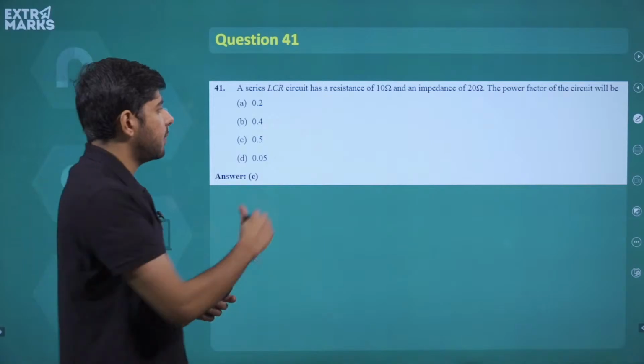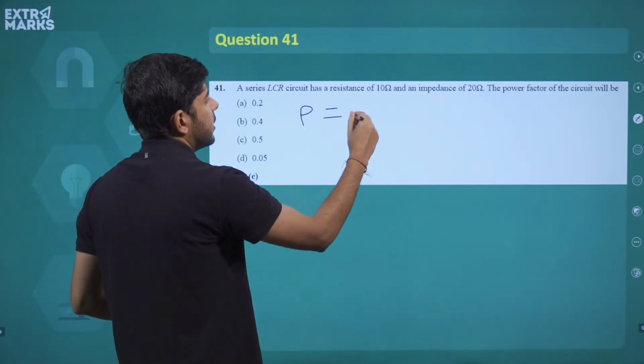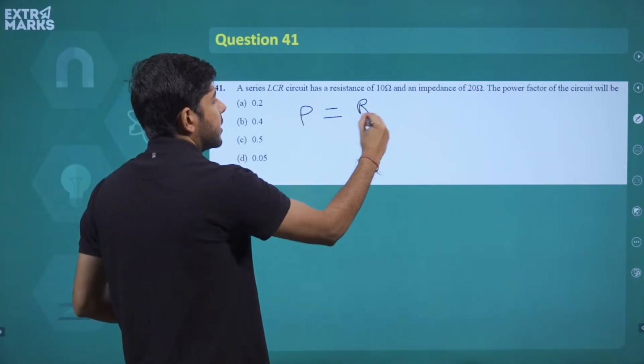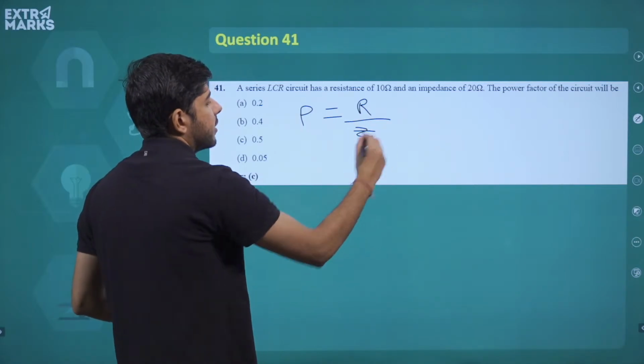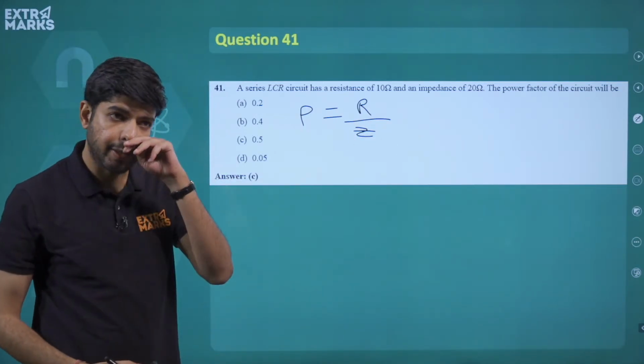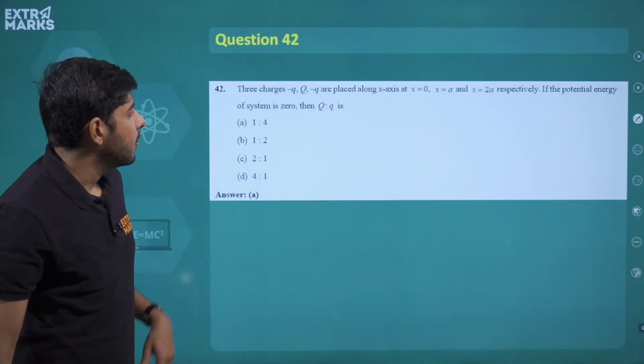Also power factor, most simple question I guess. This you need to remember. So that is resistance divided by the overall impedance, R by Z. That is your power factor. Alright. Next one, potential energy of the system.